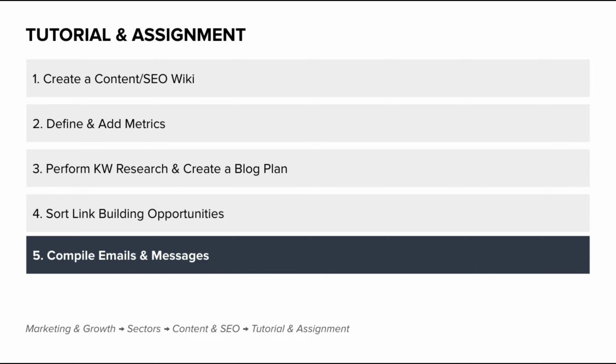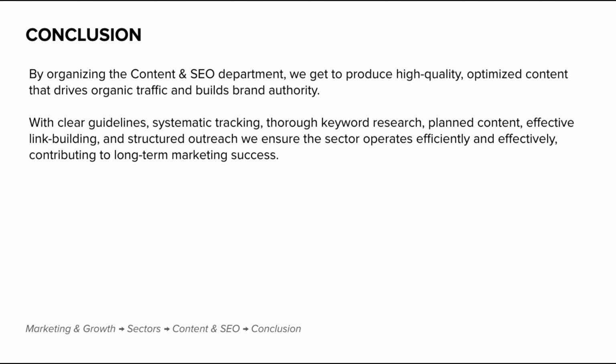And this brings us to the end of the lesson. By organizing the content and SEO department, we get to produce high-quality optimized content that drives organic traffic and builds brand authority. With clear guidelines, systematic tracking, thorough keyword research, planned content, effective link building, and structured outreach, we ensure the sector operates efficiently and effectively, contributing to our long-term marketing success.